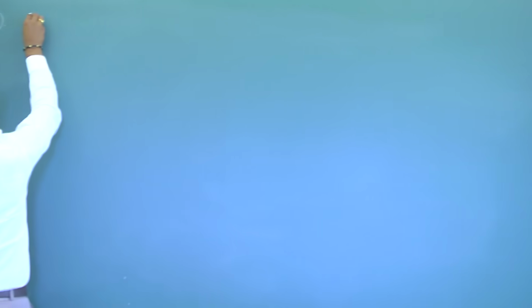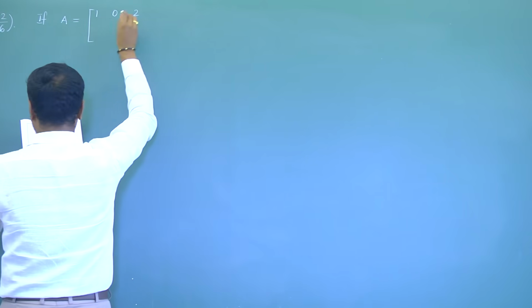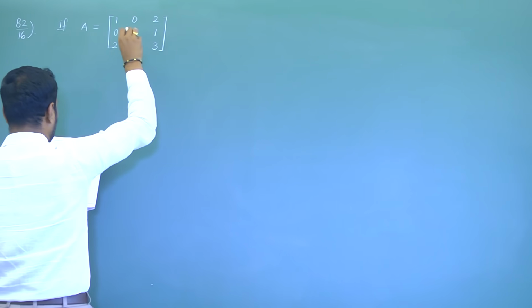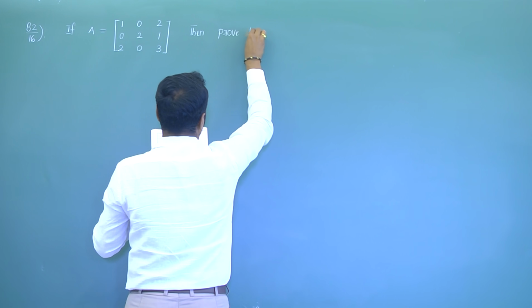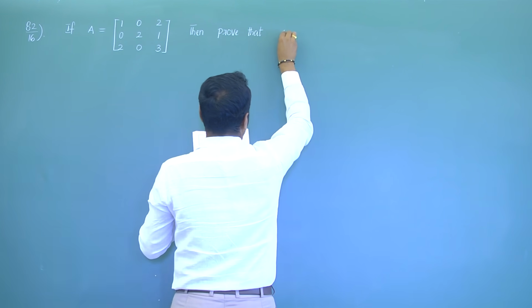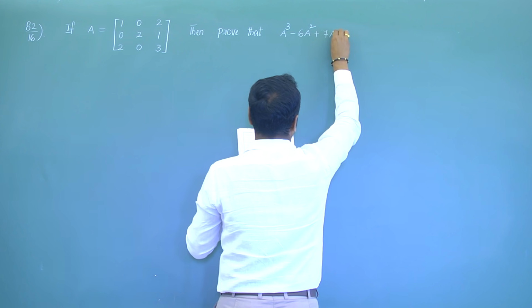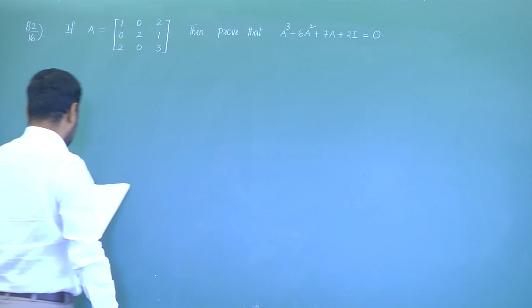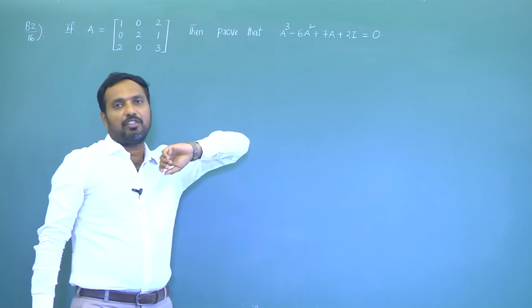Next, page number 82, 16th question. If capital A equals 1, 0, 2, 0, 2, 1, 2, 0, 3, then prove that A power 3 minus 6A square plus 7A plus 2I equals O. For this matrix A, we need to prove this matrix equation is satisfied.